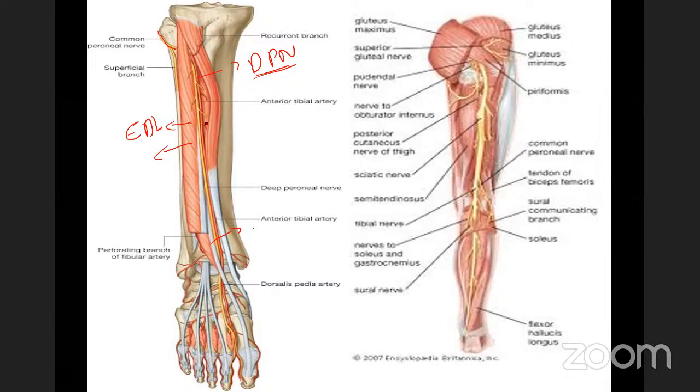Now we have the anterior tibial artery, which is a branch of the popliteal artery. This was to show that the sciatic nerve in the popliteal region divides into the common peroneal nerve and the tibial nerve. The tibial nerve will innervate the flexor aspect of the leg, whereas the common peroneal nerve will divide into superficial and deep peroneal. The superficial nerve will innervate the lateral compartment. The deep peroneal nerve will innervate the anterior compartment.